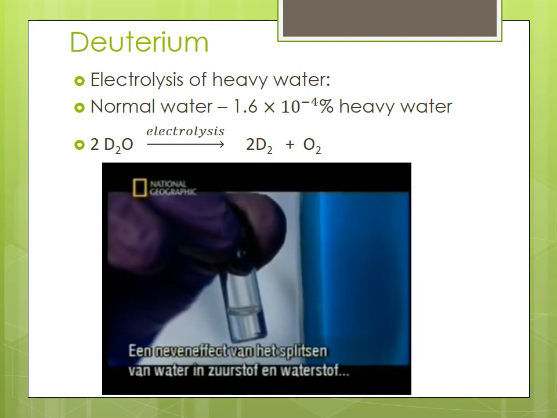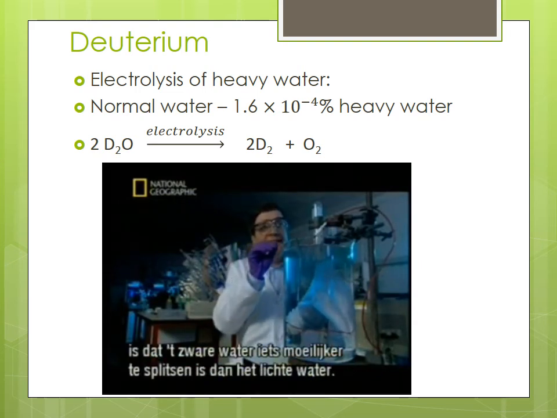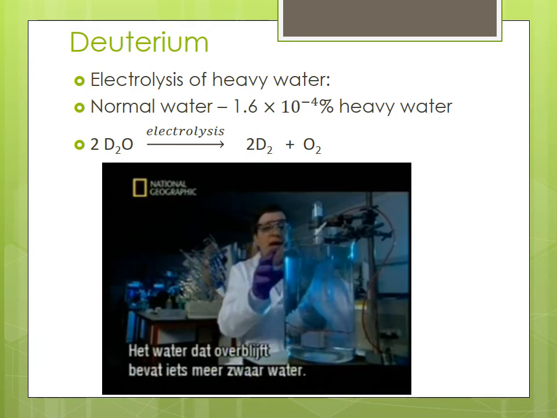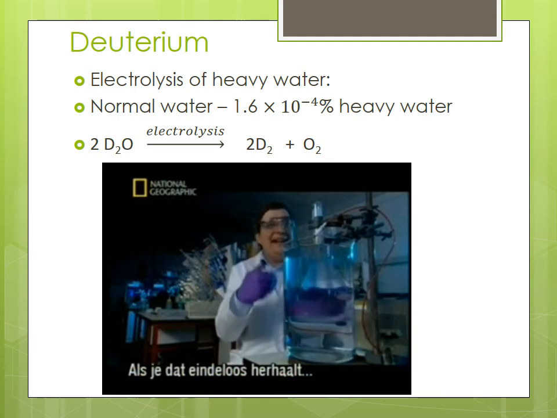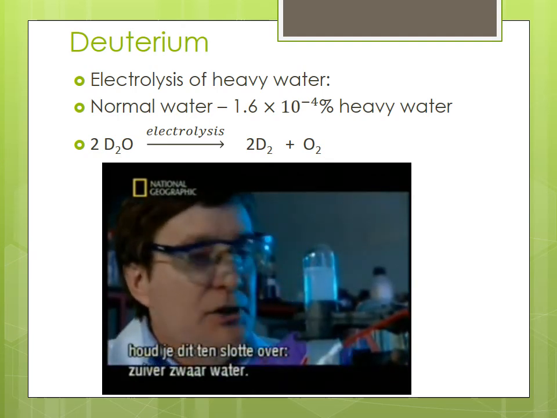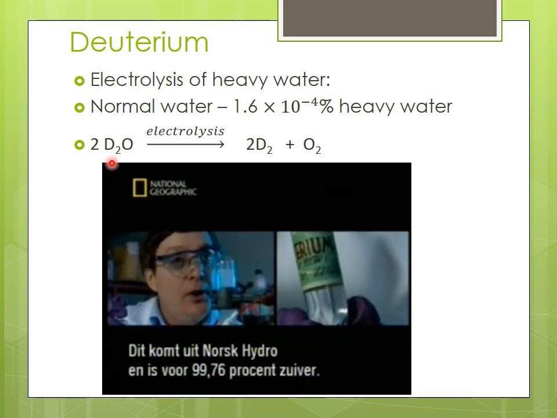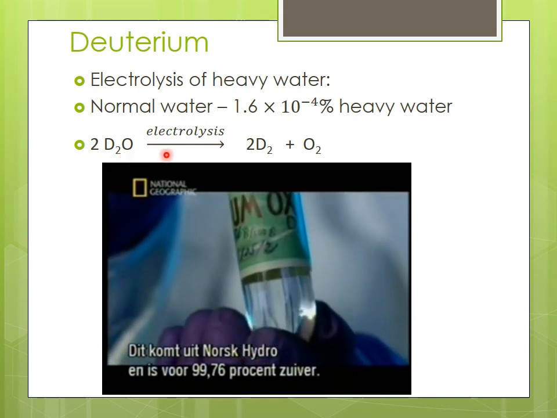And one of the side effects of the process of breaking up water into oxygen and hydrogen is that heavy water is very slightly harder to break up than the light water. And so you end up with the water that's left behind having a slightly higher concentration of heavy water. And if you do this again and again and again, you can eventually end up with this, which is essentially pure heavy water. This is from Norsk Hydro. It's 99.76% pure heavy water. You can do the electrolysis process. When you electrolyze it, you will get the deuterium and oxygen.